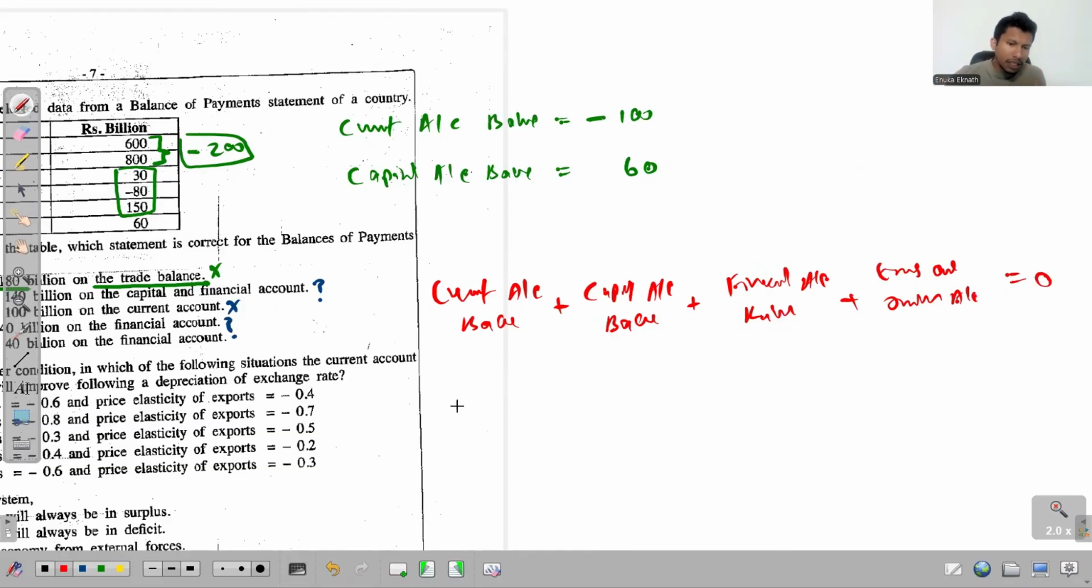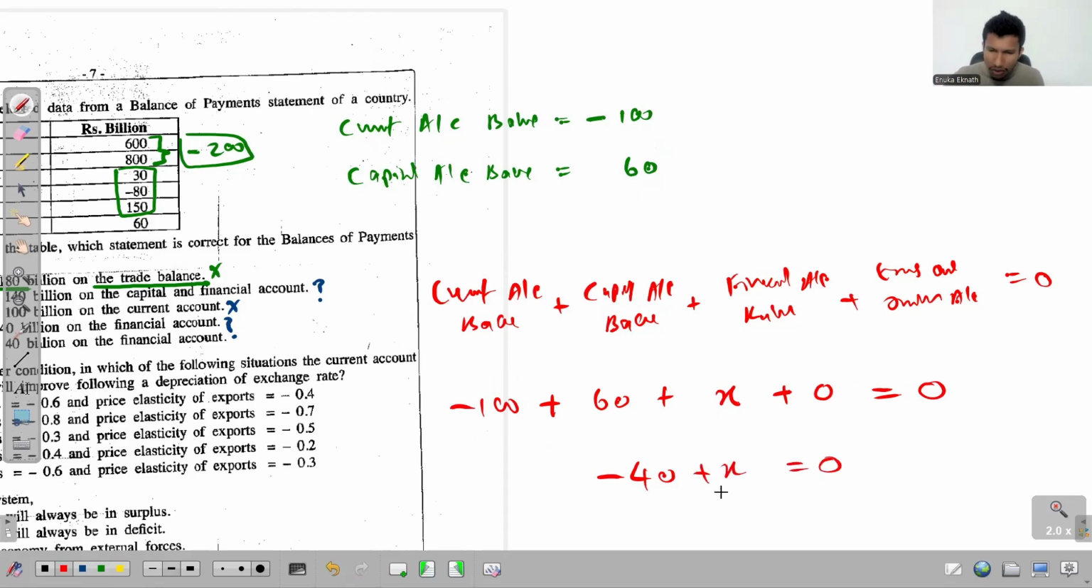So in this question, current account balance is minus 100, plus capital account balance, that's plus 60, plus financial account balance, the one that we try to find. Let me take it as X. Errors and omissions, we don't have any information related to this, so let me consider that to be 0, must be equal to 0. Our job is to find this x. So how do we find x? You take the total of these two, that is minus 40 plus x equals 0. So x is equal to, when you send this minus 40 to the other side, it becomes plus 40.